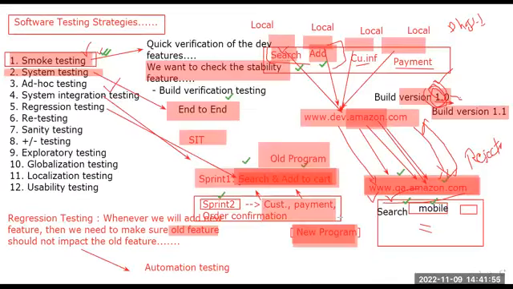Sir, what if someone else tested the previous sprint? If someone else tested the previous sprint, then again we need to test the same. Yes, we have to. That is a QA responsibility.